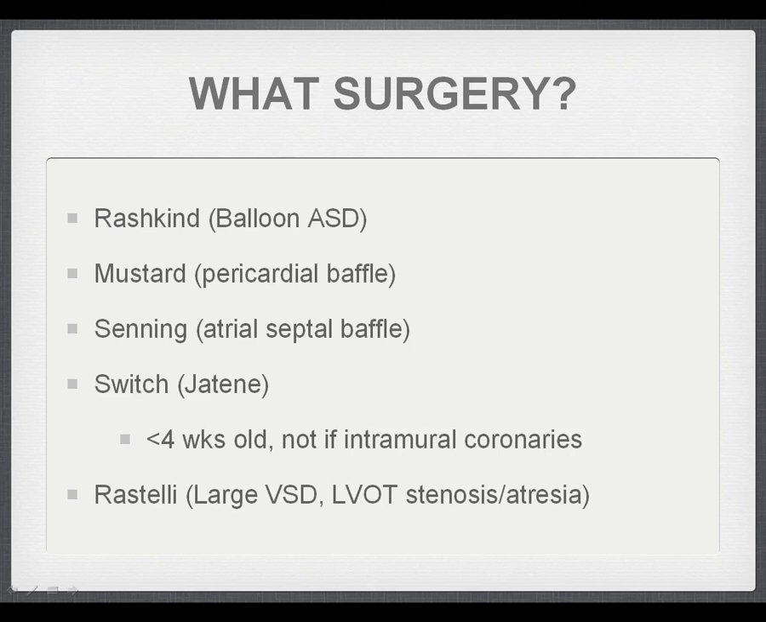The surgery in these patients is complicated. All these patients typically are put on prostaglandins early on in life to maintain a patent ductus arteriosus and venous and arterial mixing. And then there are various different procedures that are done. A Rashkind procedure is where a balloon septostomy is made through the atrial septum. And then there are different operations with names that are sometimes easy, sometimes difficult to remember, like Mustard, Senning, Jatene, and they can be quite complex.